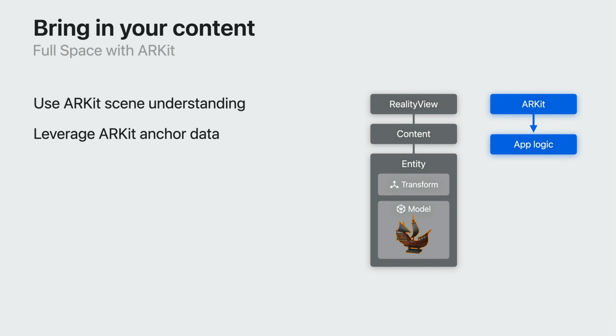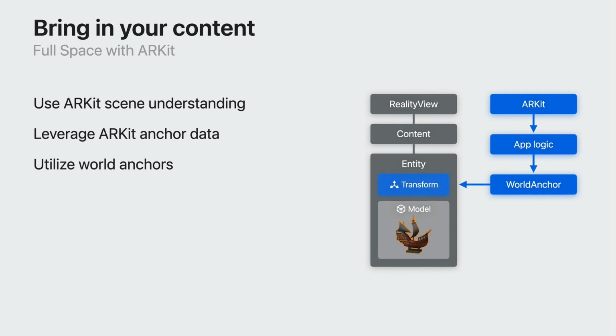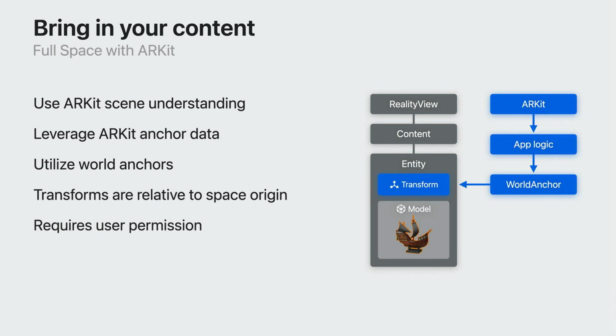Once you've decided where to place your content, you add a world anchor for ARKit to track, and use it to update your entity's transform component. This not only allows your content to remain anchored to the real world as the underlying world map is updated, but it also opens the door to anchor persistence, which we will explore shortly. All the entities added to your space can interact with one another, as well as with the surroundings. This all works because scene understanding anchors are delivered with the transforms relative to the space's origin. User permission is required to use ARKit capabilities.